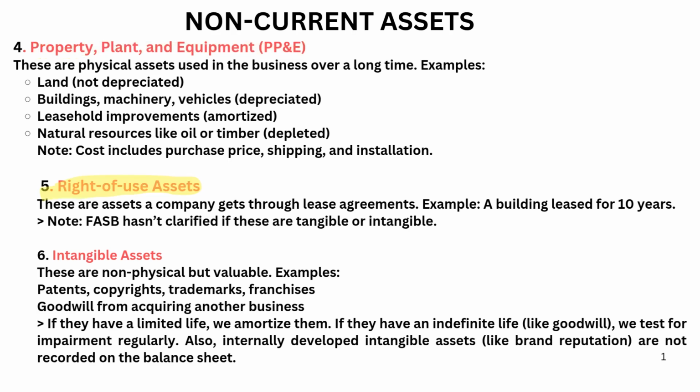5. Right-of-use assets. These come from lease agreements. Example. If a company leases a building for 10 years, it records a right-of-use asset for that property. 6. Intangible assets. These are non-physical assets that are still very valuable.